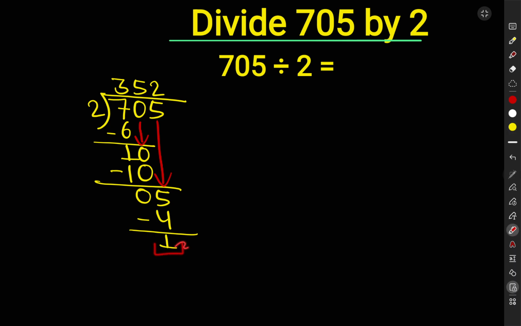So now this 1 is less than 2 and there is no other number to put down. So we take here decimal so that we put 0. So it is 10 and 2 times 5 is 10. On subtracting we get 0. So 705 divided by 2 is 352 decimal 5.